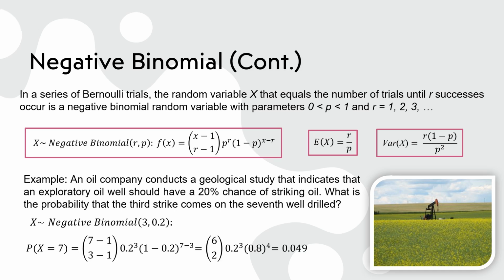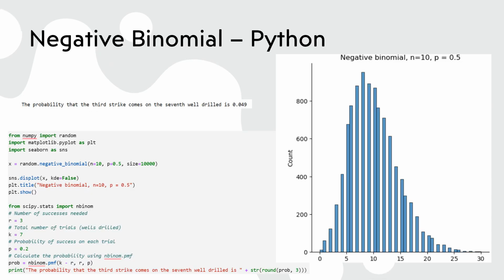The problem of interest is a negative binomial distribution problem where we want to find the probability that the third success comes on the 7th well drilled. Key information includes the probability of success, striking oil, on each well is P equals 0.20. We want to find the probability that the third strike occurs on the 7th well, which means the total number of wells drilled X is 7 and the number of successes we want R is 3. Substituting into the formula tells us the probability that the third strike occurs on the 7th well drilled is approximately 0.049.